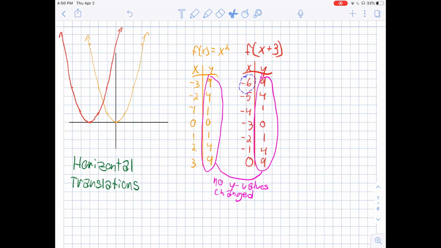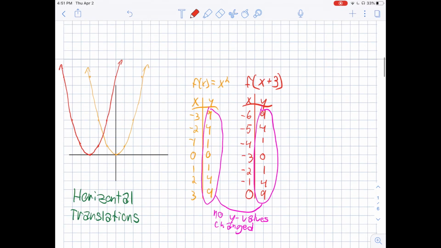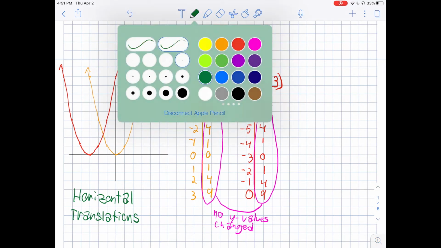So if we plug in negative 6, we want the function to see 3 more than negative 6. That's what the function is going to see and actually use. That way the function thinks that we're plugging in negative 3, and it'll spit out a 9 for us. Same thing with our negative 5 here. If we add 3 to it, the function sees a negative 2 that we're plugging in and spits out 4. That way we get the same y value back. So f of x plus 3 is going to shift your graph 3 units to the left.